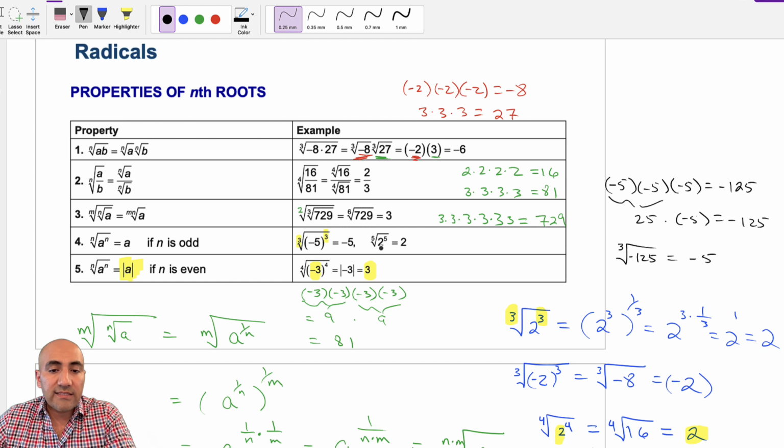If we start with a positive, like 2 to the 5th power, the answer is going to be 2. So when the index is odd, we just keep whatever number is in there. When the index is even, we keep whatever number is in there, but make sure it's positive. In other words, we apply an absolute value function to whatever number is in there. Okay, so that's what that means.